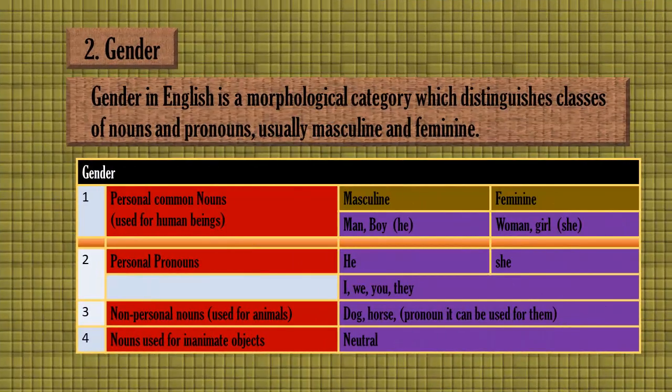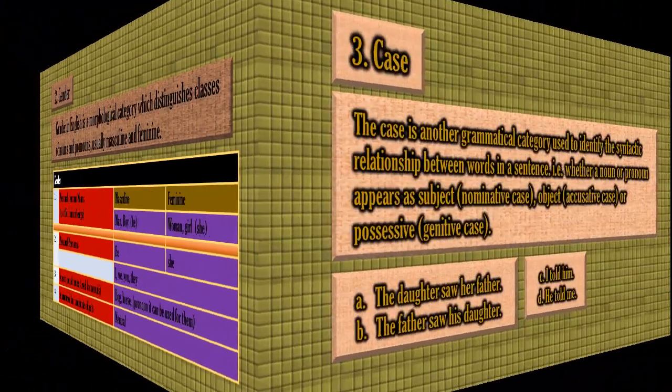The second category in inflection is gender. Gender in English is a morphological category which distinguishes classes of nouns and pronouns, usually masculine and feminine. And as an example, you can see the nouns given in the table below.